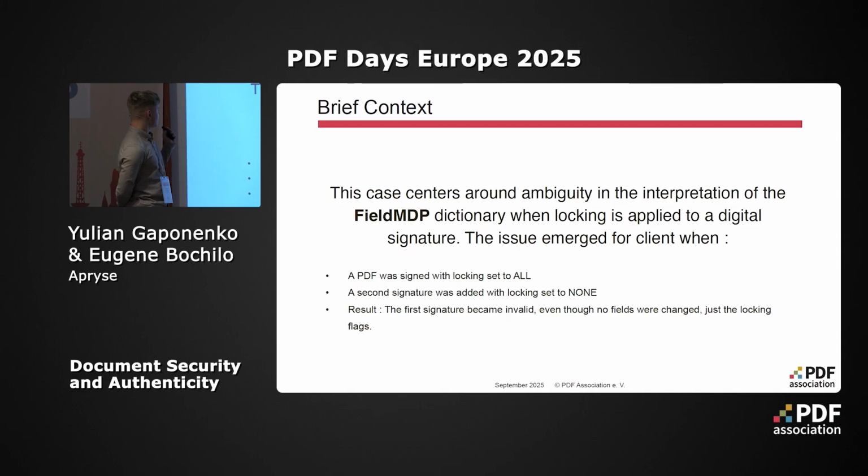And in this particular example, the PDF was signed with FieldMDP set to all. Then the next signature was introduced, which contained FieldMDP as well and was signed with the value none. And the result is that the first signature is invalid, even though nothing was actually changed.